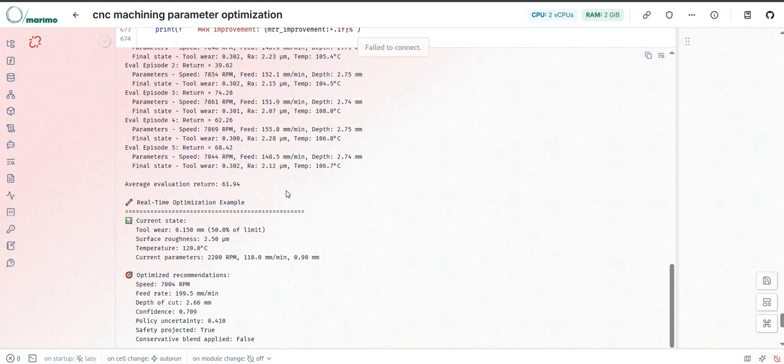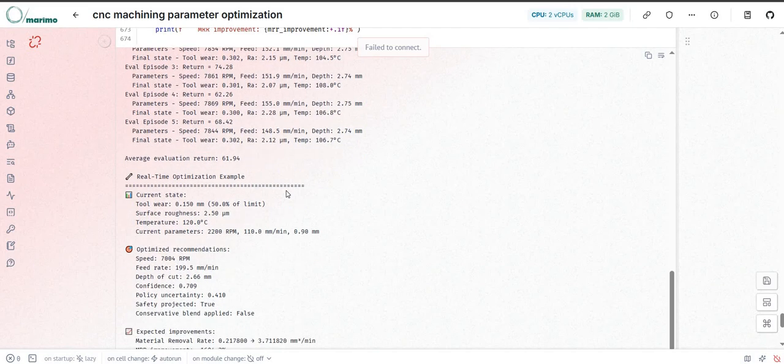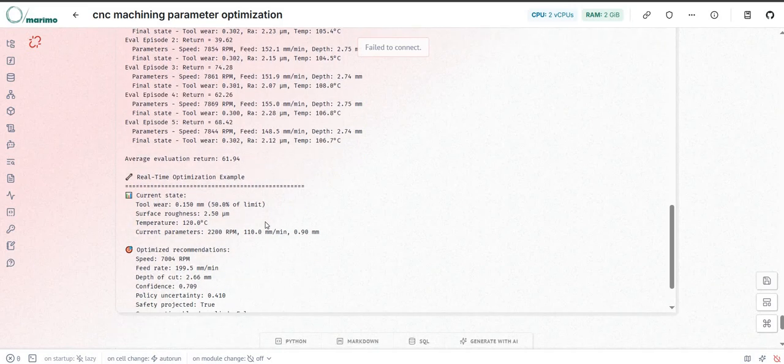The agent recommends a spindle speed of about 7,700 RPM, a feed rate near 126 millimeters per minute, and a depth of cut of 2.9 millimeters. It also provides confidence at 0.739 and policy uncertainty at 0.35. That means the system is reasonably confident in its suggestion while still being cautious.